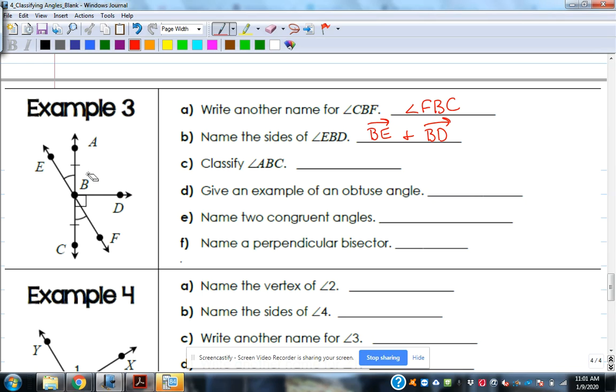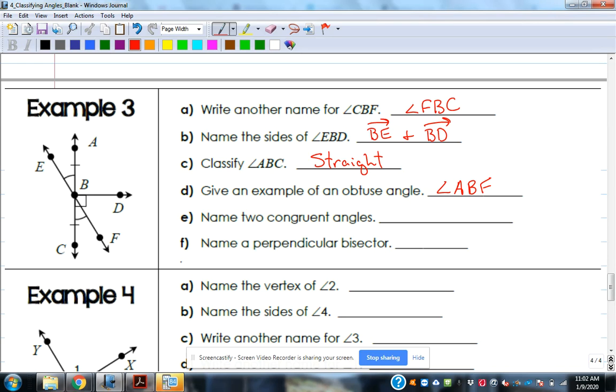Okay, classify angle ABC. Straight, good. Give an example of an obtuse angle in that picture. Angle ABF, good job. Can we get another one? EBC? EBD? There's several in there, right? How many do we need? One, because that's all it asks for, right? Okay, so know that that's not the only correct answer.